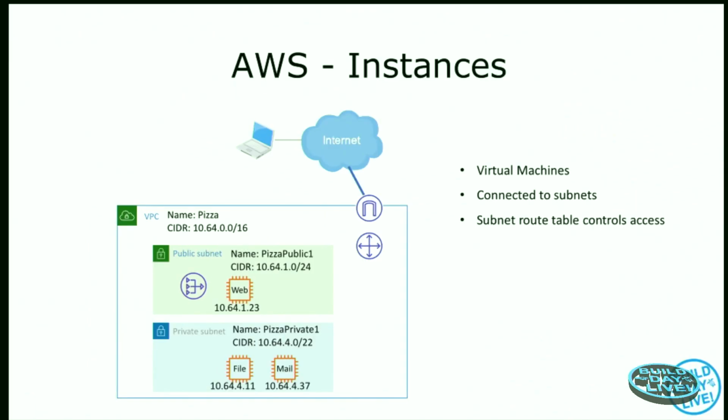But as a basic design principle, we have a VPC with an IP address range that we've chosen. We carve it up into subnets, and EC2 instances, our virtual machines, live inside subnets. We then use the route tables to control how you get to the internet from those subnets.